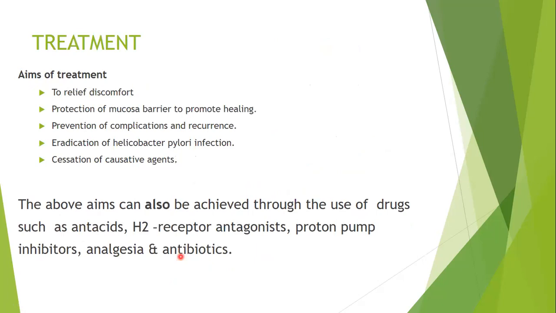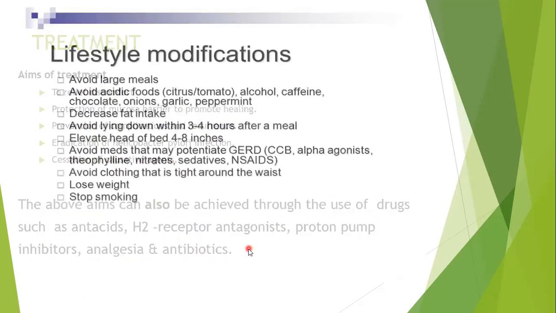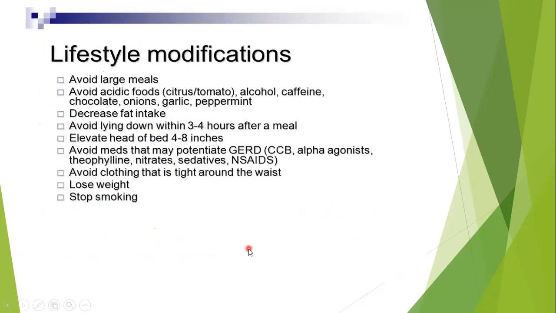Treatment of peptic ulcer. The aim is to relieve pain, to protect the mucosal barrier so that you promote healing, to prevent complications and recurrence, and also to eradicate H. pylori infection. The above aims can be achieved through the use of drugs such as antacids, H2 receptor antagonists, proton pump inhibitors, and analgesia, as well as antibiotics. We'll look at the drugs in a little bit more detail later.